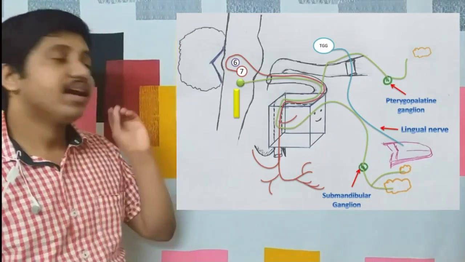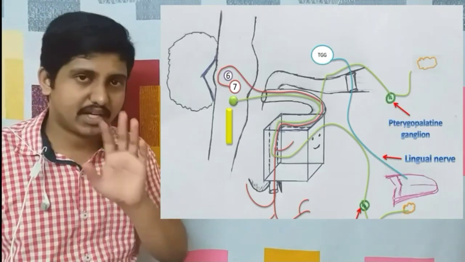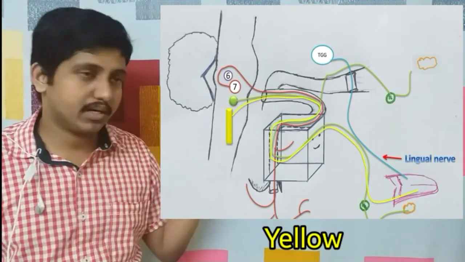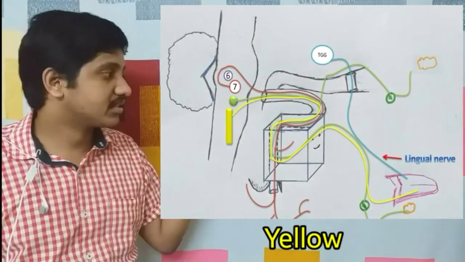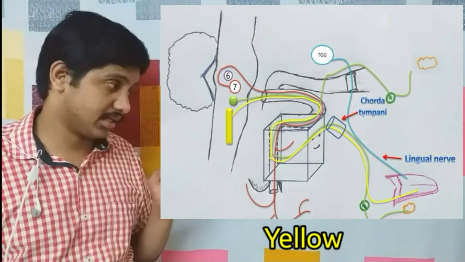Okay, so only up to this much is somewhat difficult. The other two branches are very easy if you have understood up to this. Next one is our nucleus of tractus solitarius. That detects the sensations, the gustatory sensations from the anterior two-thirds of the tongue.